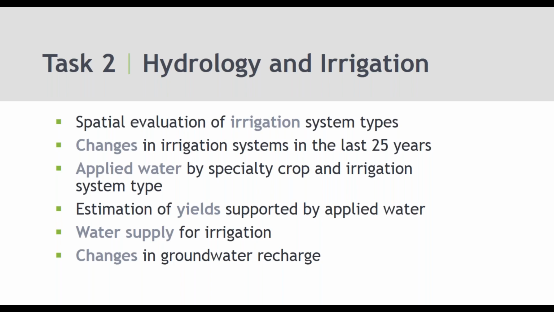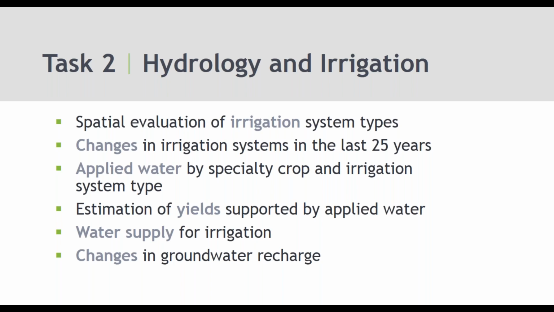We also looked at changes in irrigation systems in the last 25 years and found that probably about 20% of the land area in the SACOG region has changed from surface irrigation methods to low-flow irrigation methods in the last 25 years.